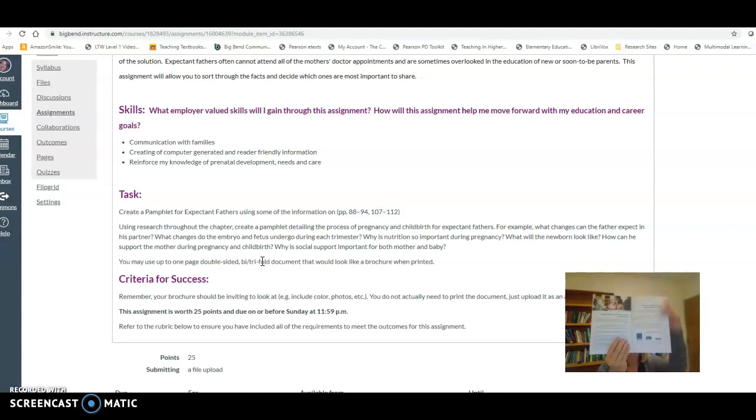Like if it was one piece of paper, it would open up and have 2 columns, and it would have a front and a back. Okay? This would be like a bifold. Now, you're like, how do I do that? I don't know how to make that. I'm going to show you.